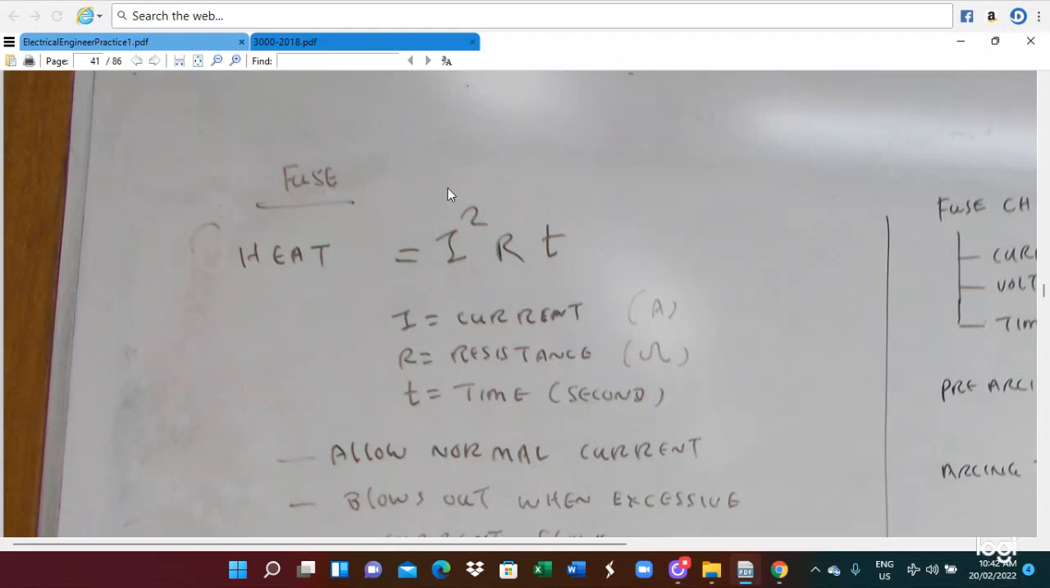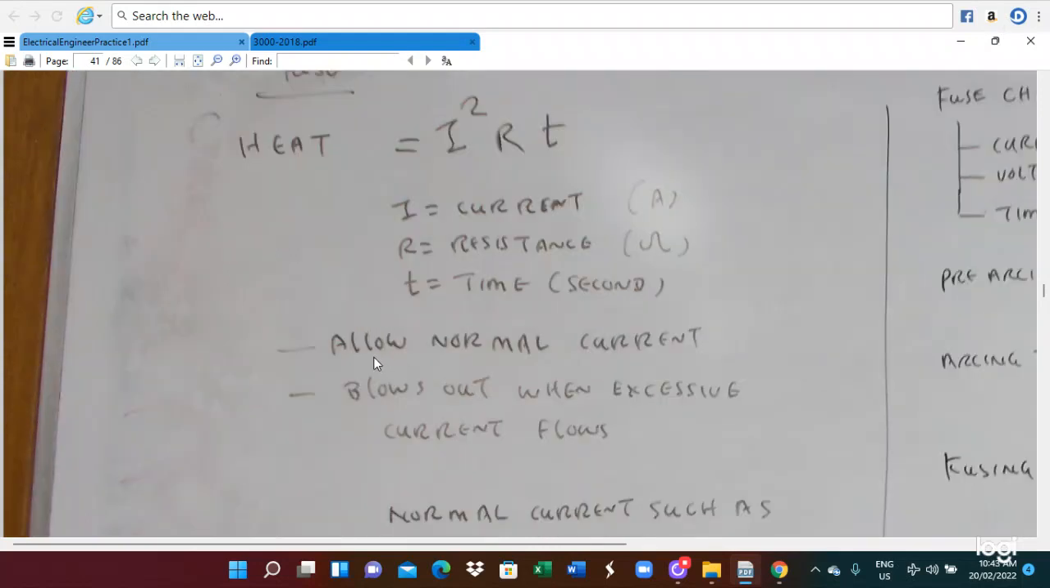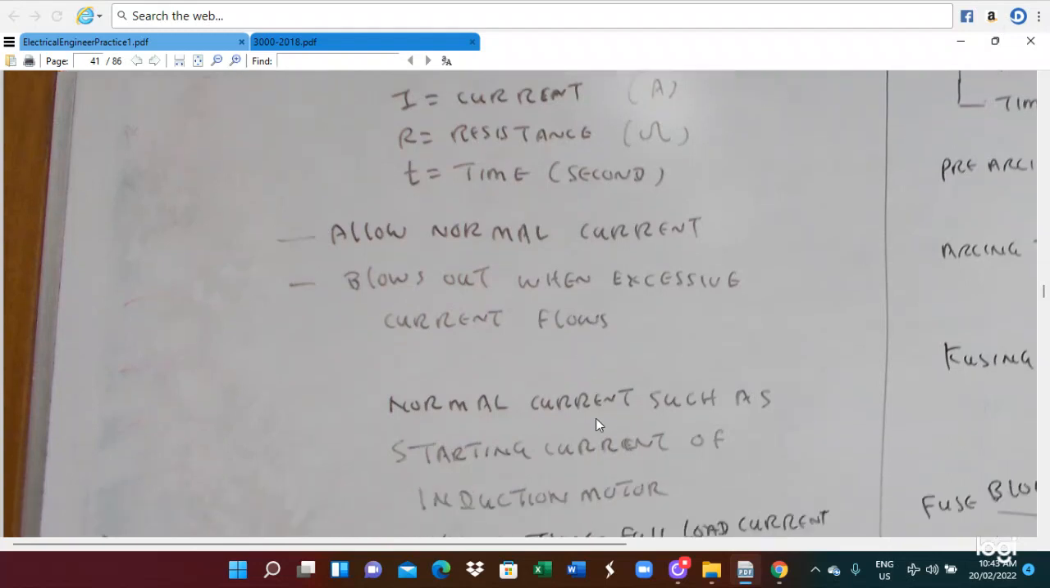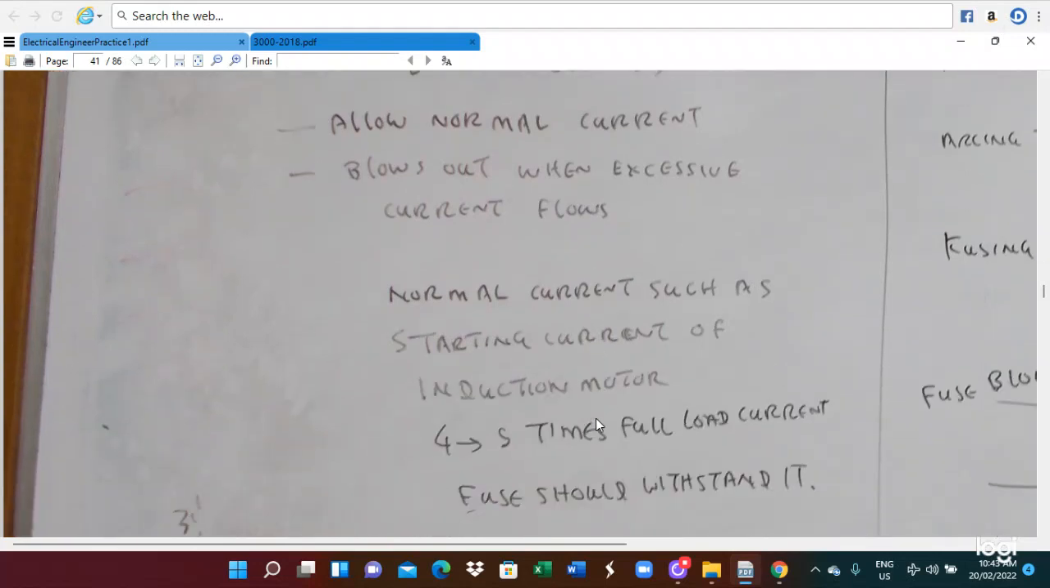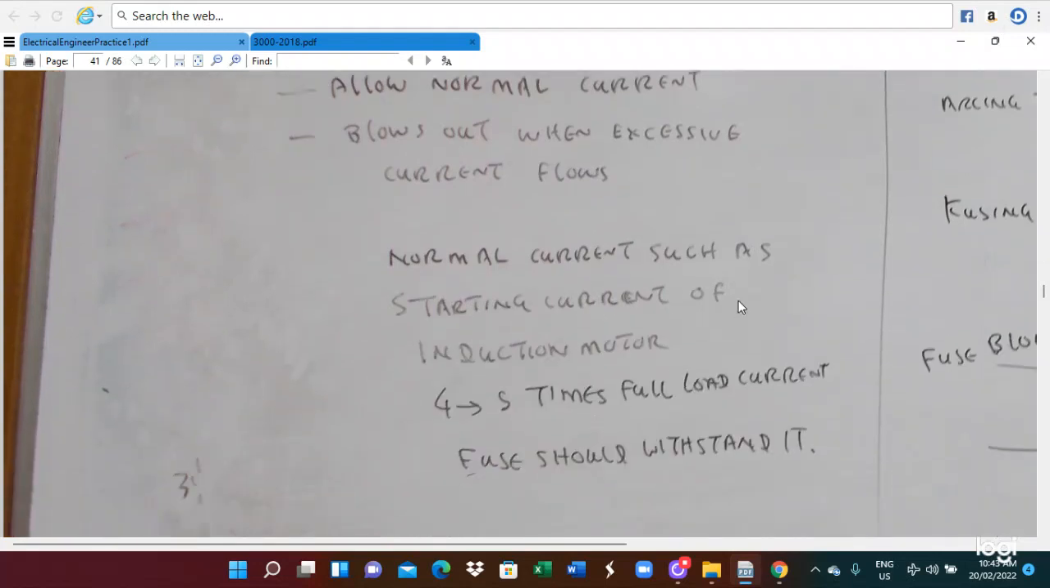So the equation is I squared R t. I is the current, R is the resistance, t is the time. The fuse allows the normal current, but blows out when the excess current is reached. Normal currents include the starting current of the induction motor. Because of normal current, it is a short-time current, unlike the long-time current, this is only a short period of current rise.